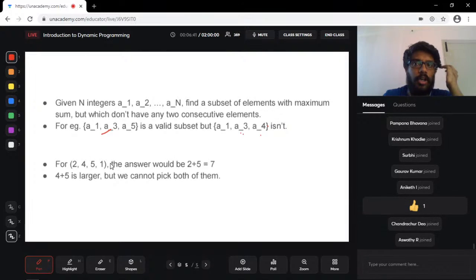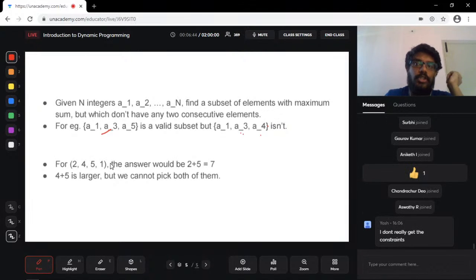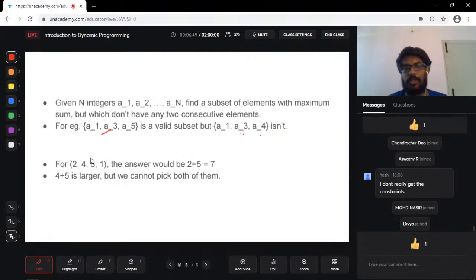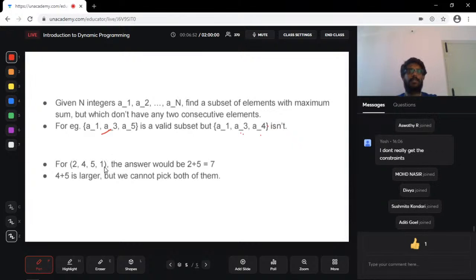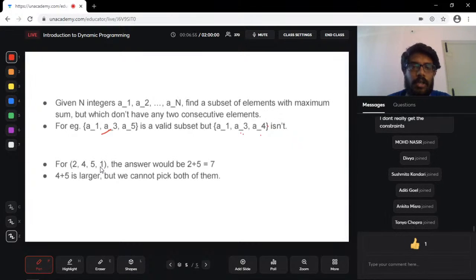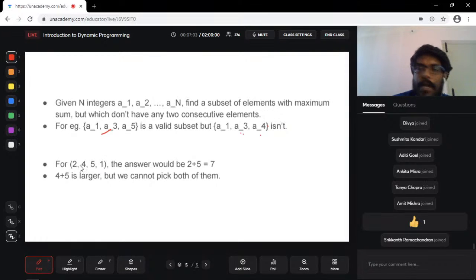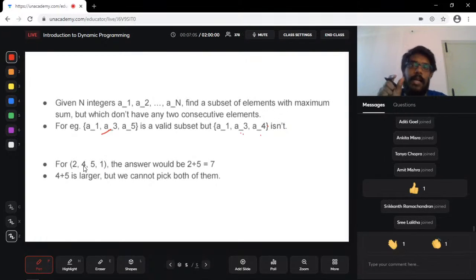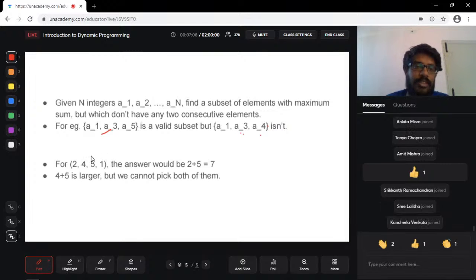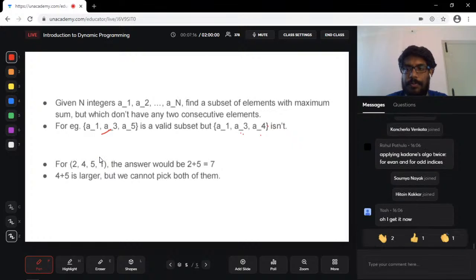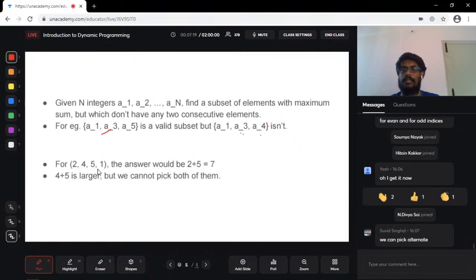But now I can't take all the 4 elements. I can take at most 2 elements actually, right? So yes, just see the example I'm giving. If the array is 2, 4, 5, 1, the question now is to find a subset of these 4 elements which maximizes the sum, and no two consecutive elements can be chosen. So 2 and 4 I can't choose. I can't choose both 2 and 4. I can pick at most one of 2 and 4. Similarly, between 4 and 5, I can pick at most one. I can't pick both 4 and 5 in my subset. Similarly, I can't pick both 5 and 1. I can pick at most one of them, right? So yeah, that's the question.